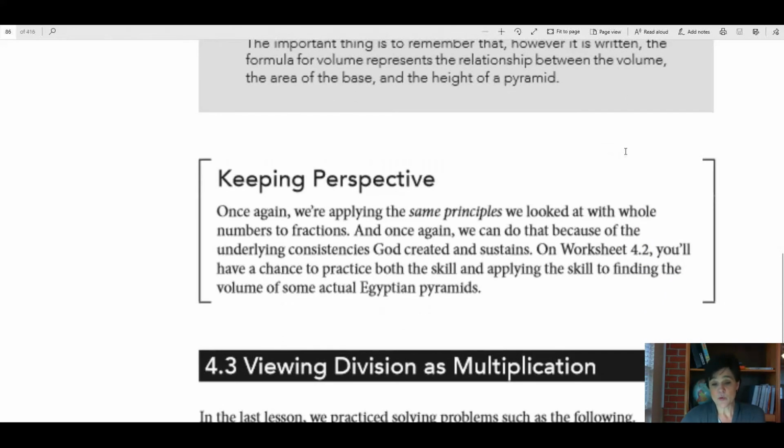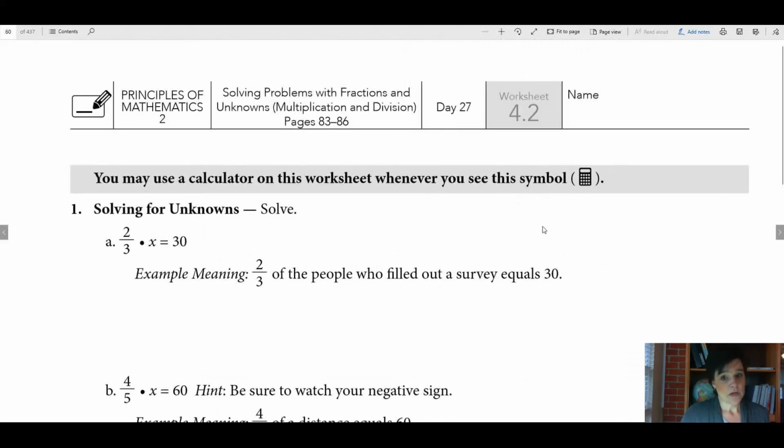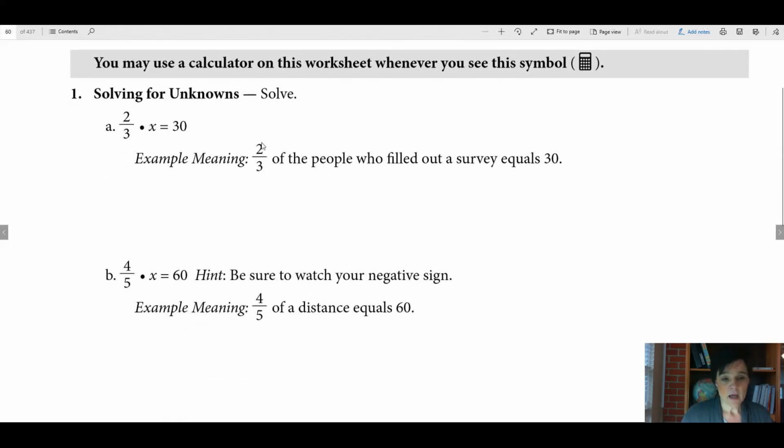Now, once again, we're using these same principles. So on worksheet 4.2, we'll have a chance to practice both the skill, applying the skill to find the volume of some actual pyramids. So let's look at worksheet 4.2. Now, on the front part, I think it's going to be pretty easy for you. 1, A, B, and C. These are just your formulas with an example meaning.